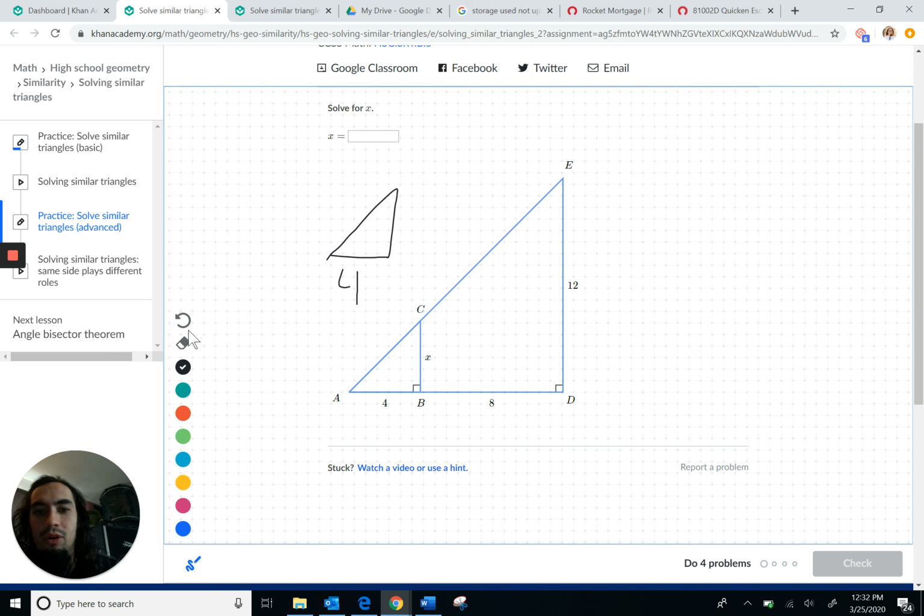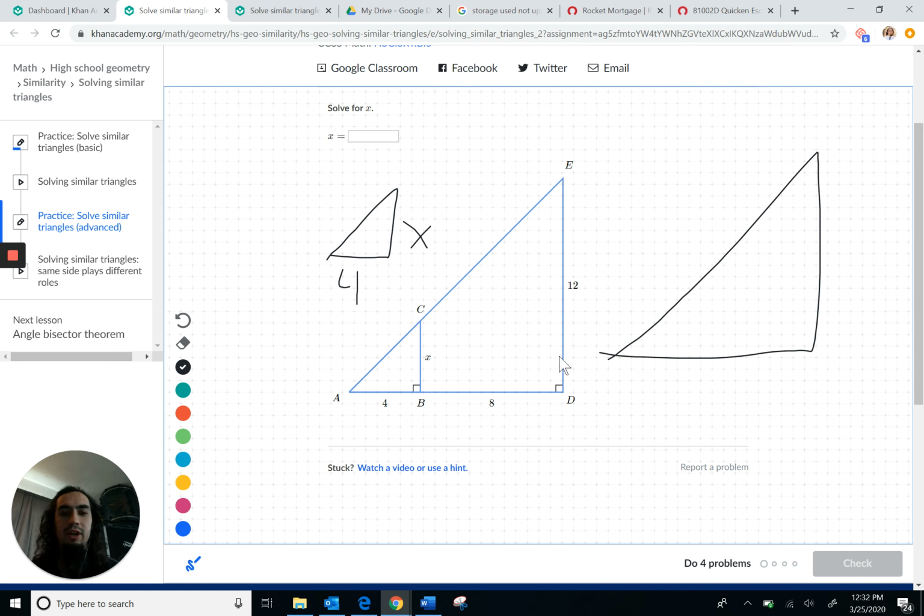I know this is 4 because it says 4 here. And I know this is X because it says X here. I don't know this length, so that one's not. And then I've got this big triangle here, so I'm going to draw that one on the side here. Doesn't look great, but it's okay.